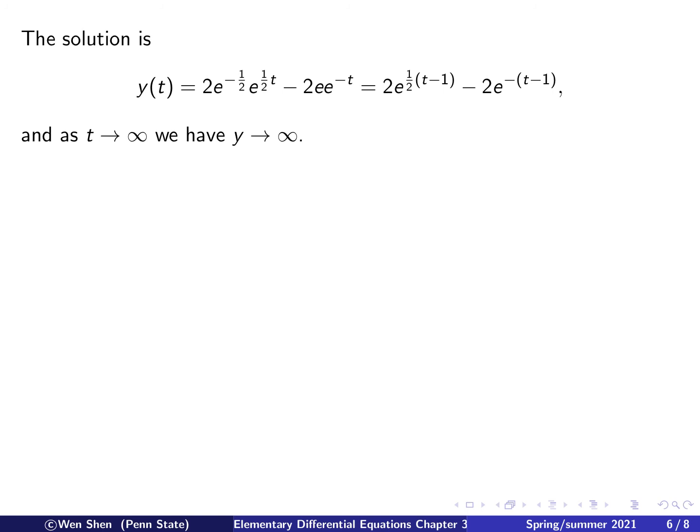Okay, if we wish to discuss asymptotic behavior, here it's easier because this is an exponential growth, and that's exponential decay. As t goes to infinity, this term goes to 0, and this term blows up to infinity. And you add them up, y goes to infinity.